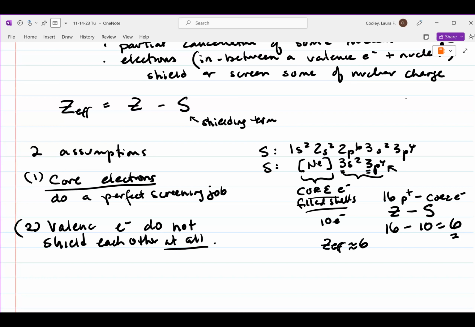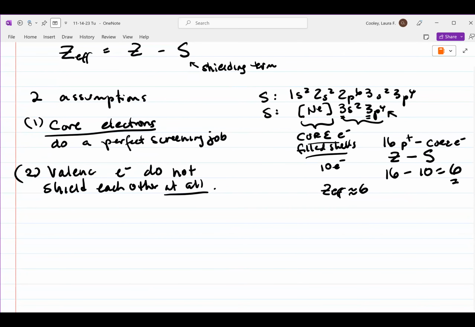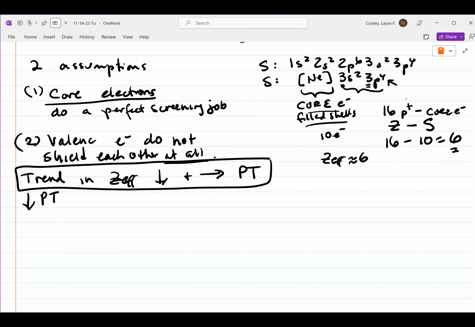Okay, that's why I don't subtract more than 10. Okay, stop at 10. So in this way, we can figure out what Z effective does as you go across and down the periodic table. What we're looking at now is the trend in Z effective as you go down and across the periodic table, the next thing we're talking about.